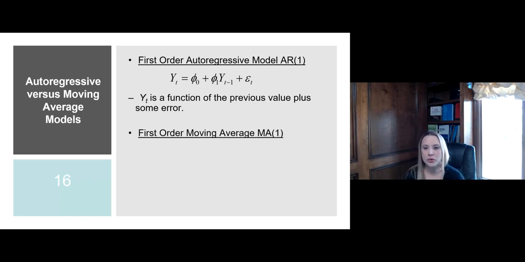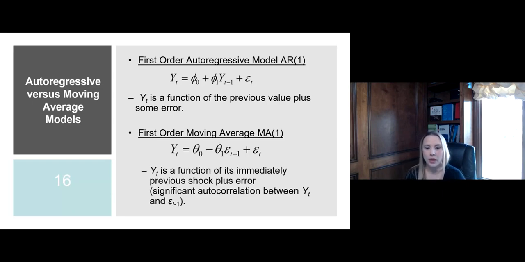Now, what is a first order moving average? In this case, YT is a function of the immediately previous shock plus error, meaning that the error of what we see in the prior observations is correlated to our YT value. So again, the YT and the error at t minus 1 are correlated, and we're incorporating this into our model.